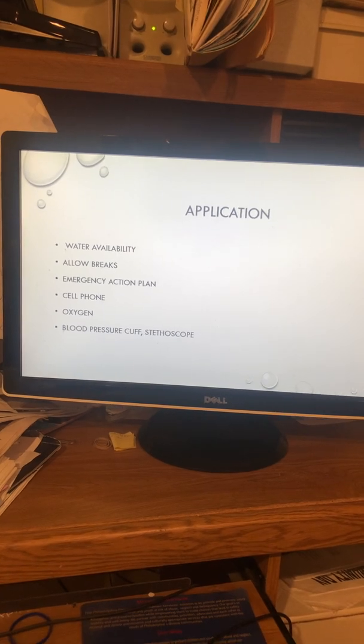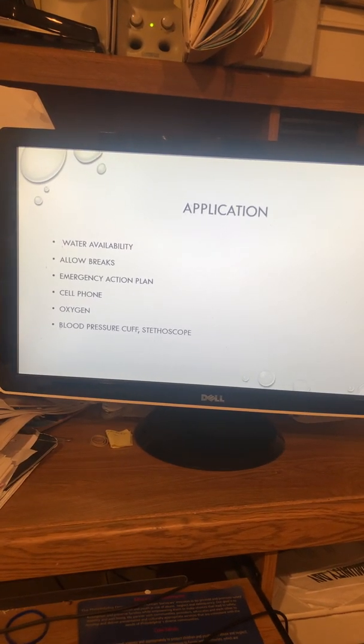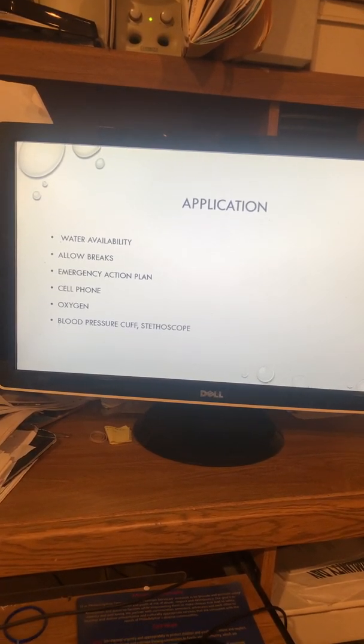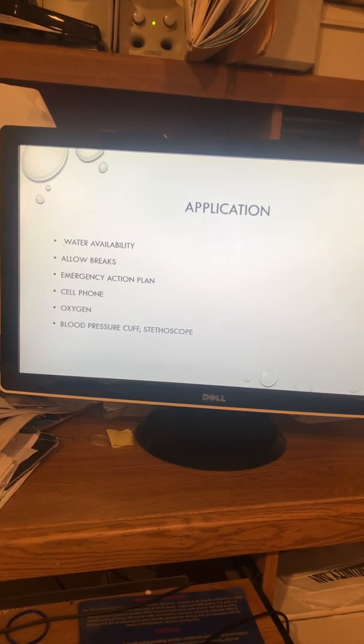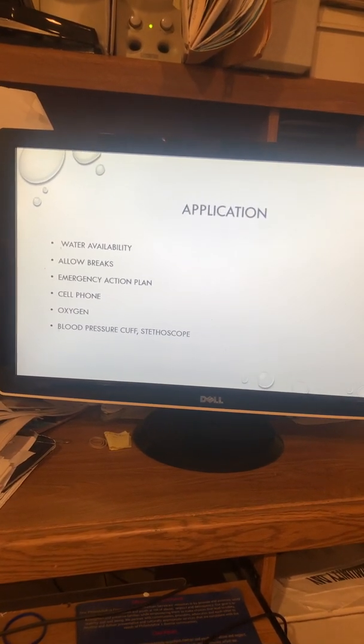Have your cell phone ready so you can call the hospital. If you are at a school or a place where oxygen and oxygen tanks are provided, you should definitely use those. Blood pressure cuffs, stethoscope, to check if possible.